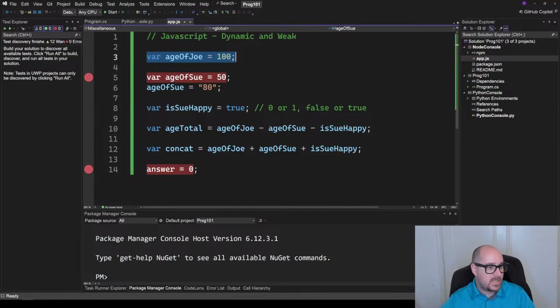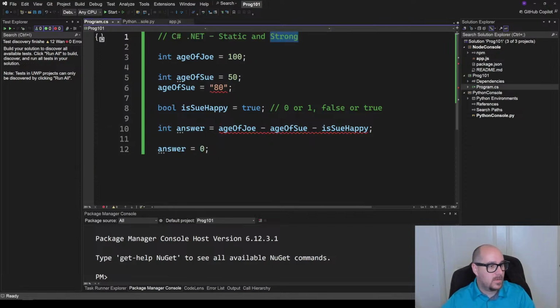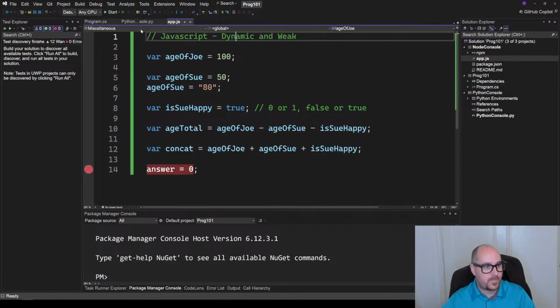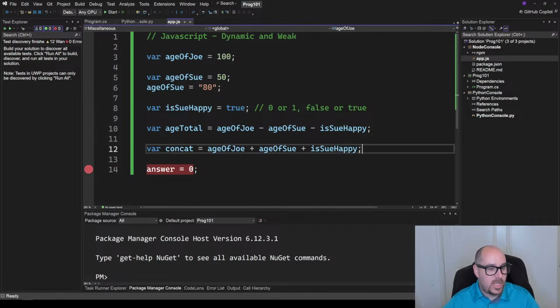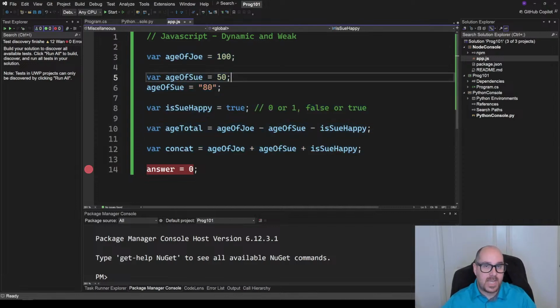And I told you this is a numeric type. This age of Sue is also a numeric type. But then I change age of Sue into a string. And so this is going to be very important for the word dynamic. Languages can either be dynamically typed or statically typed. What that means when you say dynamically typed is that at design time, when you're here typing your code in here, it doesn't really care.